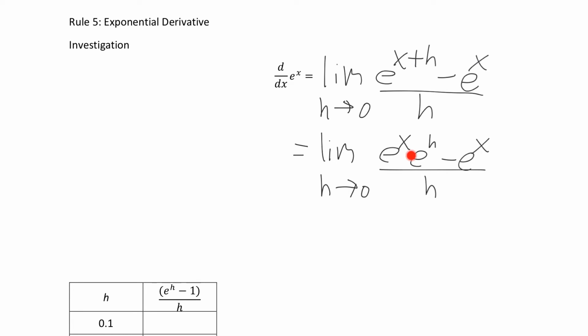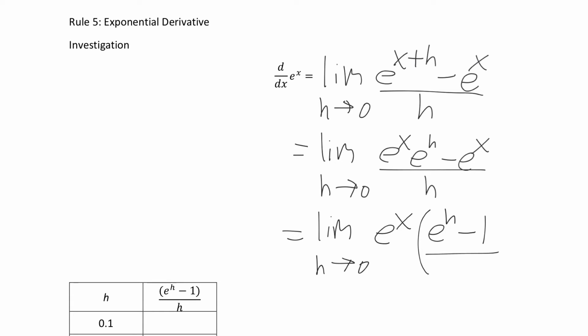Well, if you see here, we have an e to the x, we have an e to the x. So we have an e to the x in common, and we can take that out. So we have the limit, as h approaches 0, of e to the x, and then we'll have e to the h minus 1 over h. Now, again, if you were to plug in h equals 0 to this expression, you'd have e to the 0, which is of course 1. Anything to the power of 0 is 1. So you'd have 1 minus 1 over 0, which is still, unfortunately, 0 over 0.